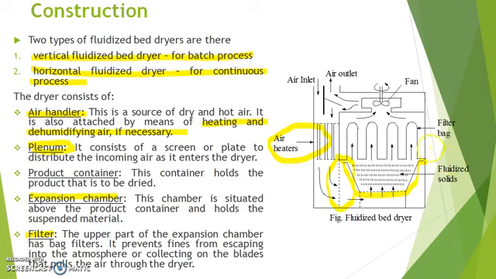Last part is the filter bags or filter. The upper part of the expansion chamber has bag filters. They prevent fines from escaping into the atmosphere or collecting on the blades that pull the air through the dryer. On the top, a fan is also fixed which removes the moist air from the dryer.